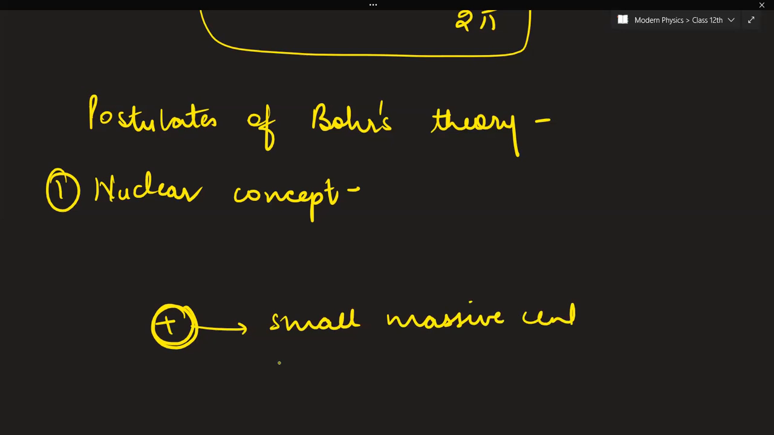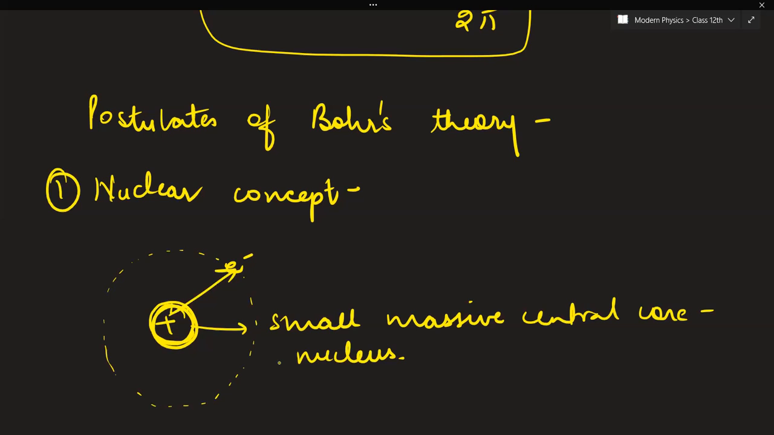There is a small, massive central core, and this is known as the nucleus. This was said by him: the centripetal force required for the rotation is provided by the electrostatic attraction between the electron and the nucleus. When we were doing electrostatics, we had discussed that between the electron and the nucleus, an electrostatic force of attraction is present.